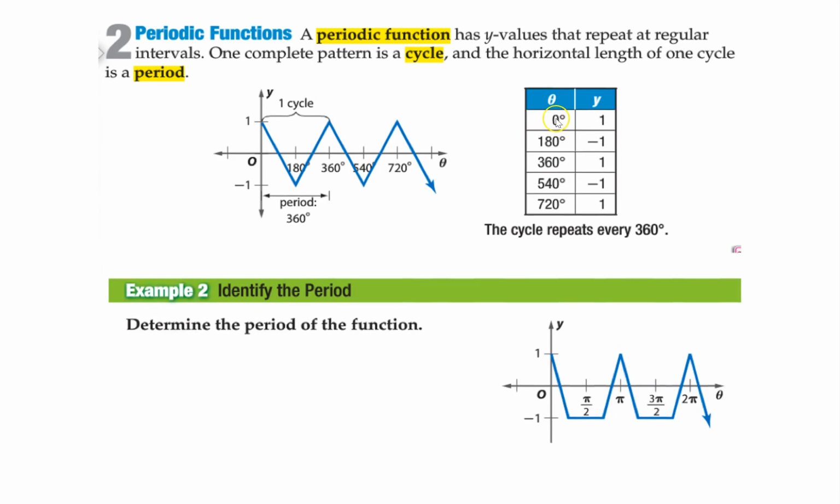Part 2, periodic function. A periodic function is a function that has y values that repeat in regular intervals. So it's just a graph that repeats itself. Like right here you'll see it goes down and it goes back up. It repeats itself every 360 degrees. So then goes down, goes back up, goes down, goes back up. The length of time it takes to repeat itself, or what we call one cycle, is also known as a period. So the period of this graph right here would be 360, because that's how long it takes to repeat itself.